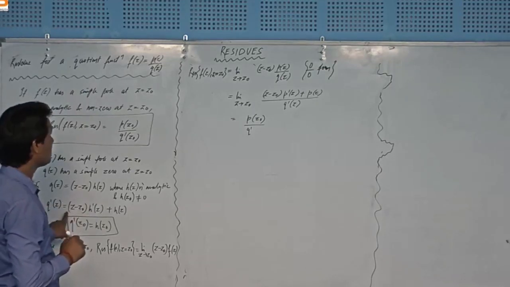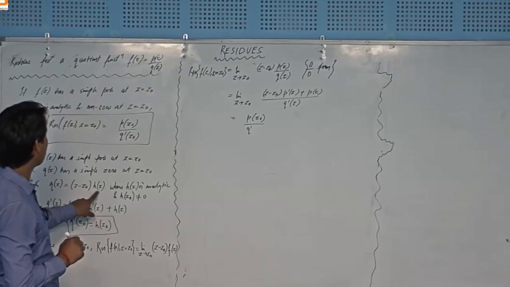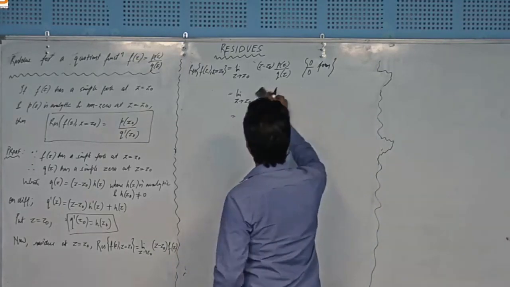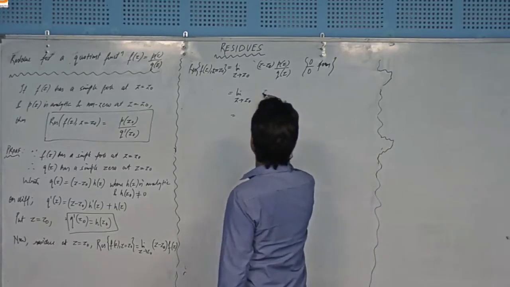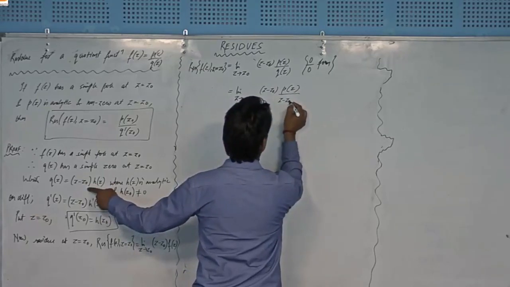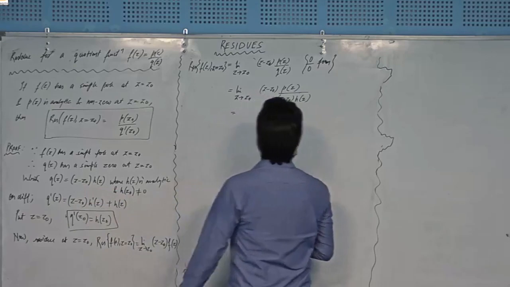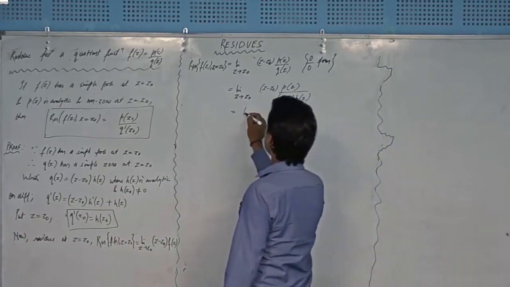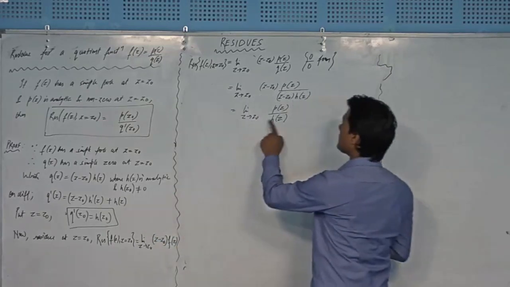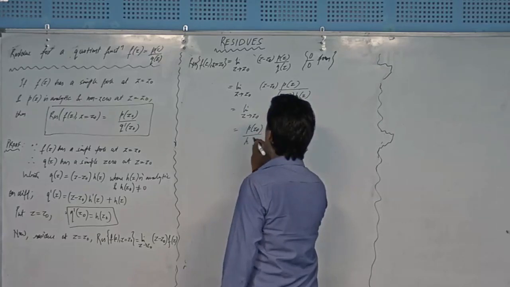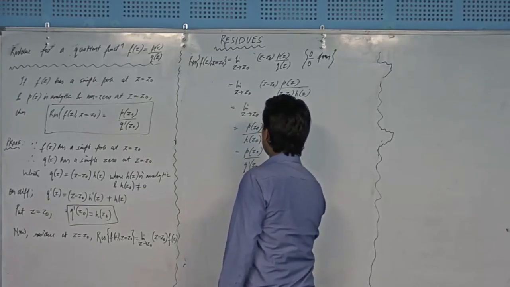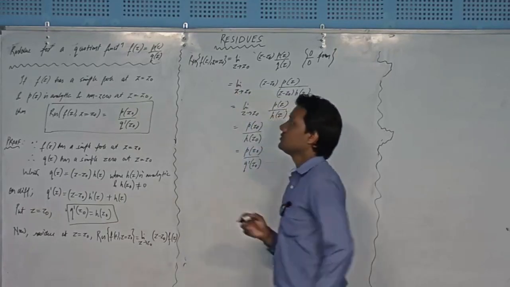Alternatively, q(z) should be written like this: (z minus z naught) h(z). I want to use that, so write the numerator as (z minus z naught) p(z), and q(z) as (z minus z naught) h(z). Then this will be cancelled, and you will be left with the limit as z tends to z naught of p(z) over h(z). Then you plug z naught here, you will get p(z naught) over h(z naught), and h(z naught) is actually equal to q dash(z naught).